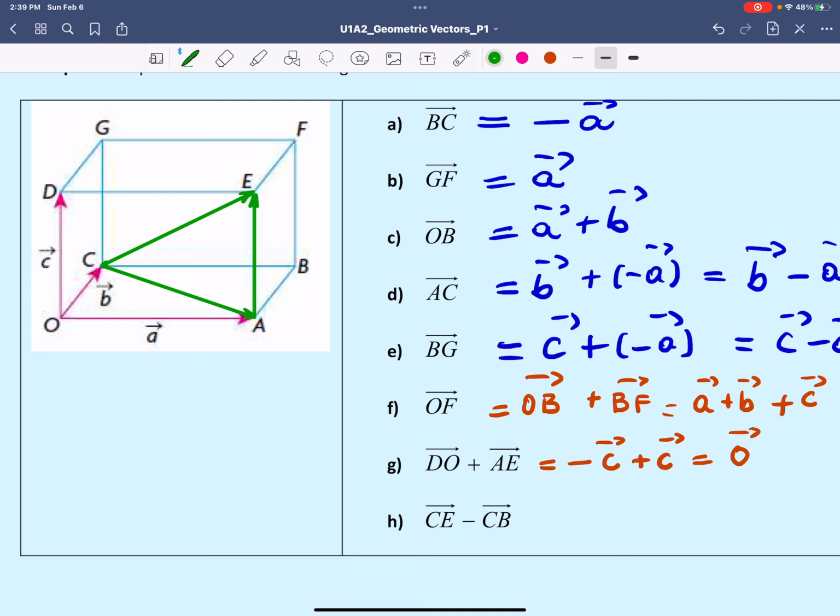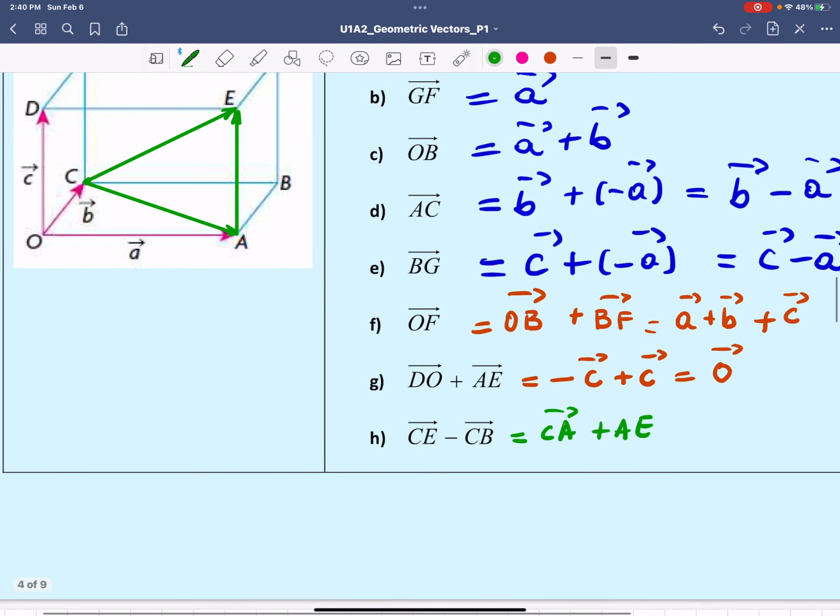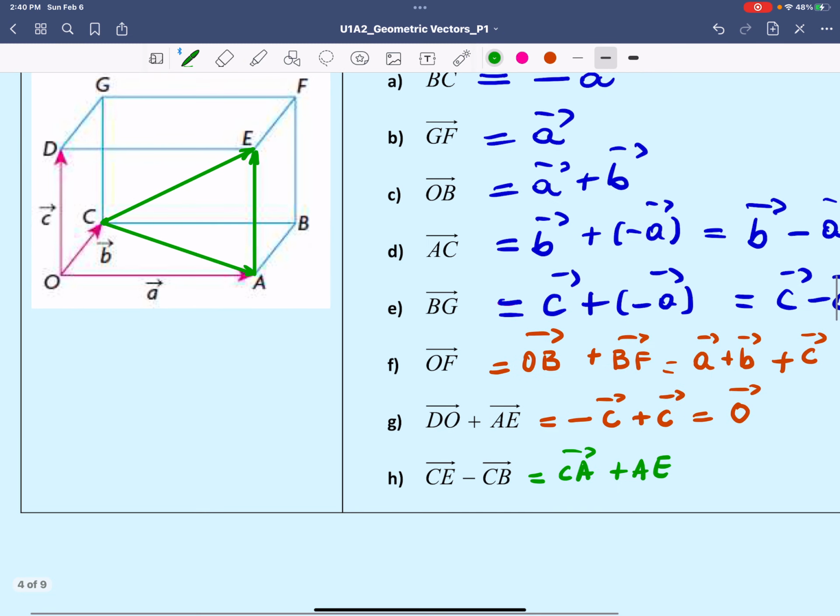Okay, so we're going to say that vector CE itself equals vector CA plus vector AE. Now, on the other hand, we have vector CB here. So vector CB starts here, ends in here, would be vector A. So I'm just going to leave it as CB already.